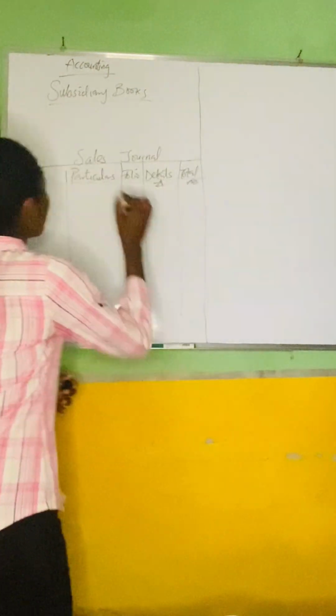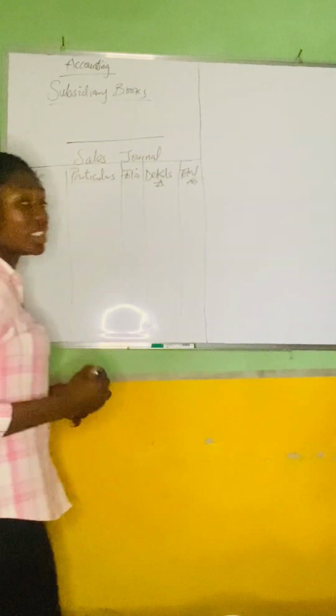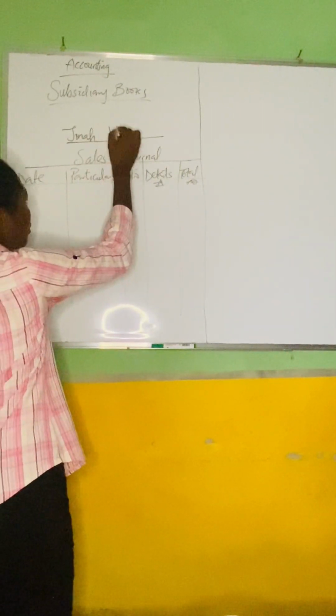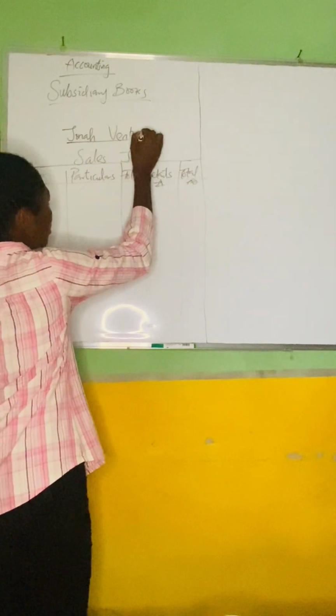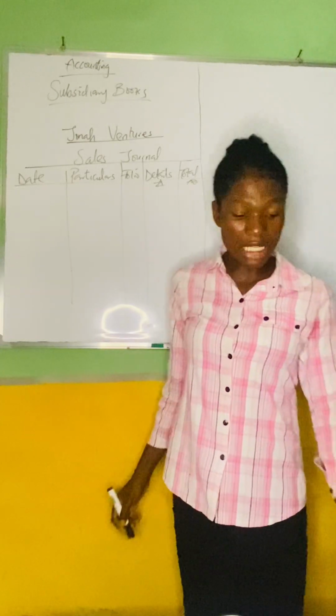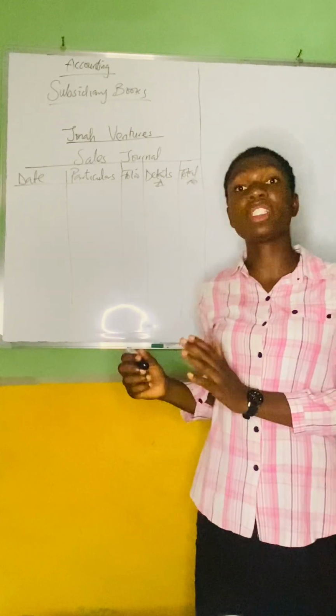The first thing we'll be capturing here is the name of the owner of this account, which is Jonah Ventures. Alright, we are through with that. The next thing we are going to look at is the date of each transaction.